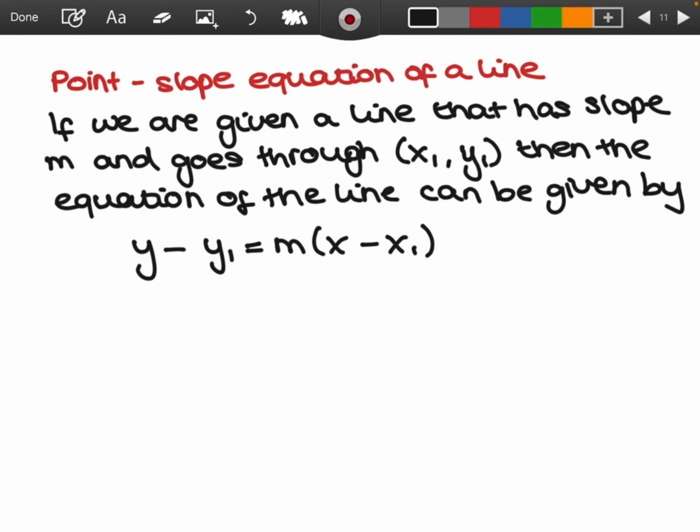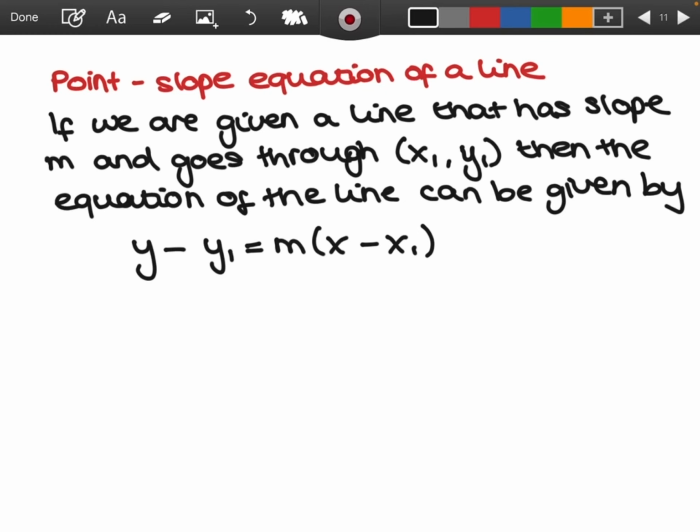Okay. As I said before, this is a great starting point if the two pieces of information that you are given are the slope and one particular point. You can then always rearrange it into either slope-intercept form or the general equation of a line. Absolutely up to you, and it also depends on what the question is asking. But this is always a great starting point if those are the two pieces of information that you are given.